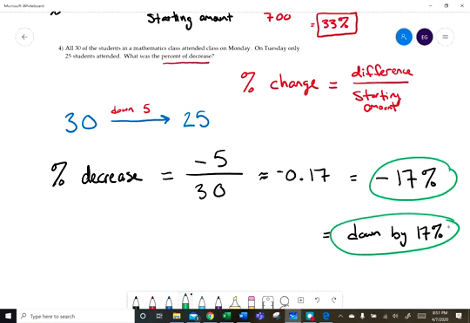Okay, that about does it for number 4. I'm going to do the other 4 problems, numbers 5 through 8, on a separate video.